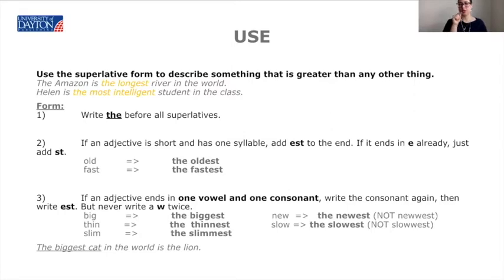Now, the rule about the vowels and the consonants is the same. No double W, and double consonants in the other ones, okay? Big, the biggest, thin, the thinnest, slim, the slimmest, new, the newest, and slow, the slowest, but no double W. It's like a tongue twister. Then the biggest cat in the world is the lion with double G, okay?